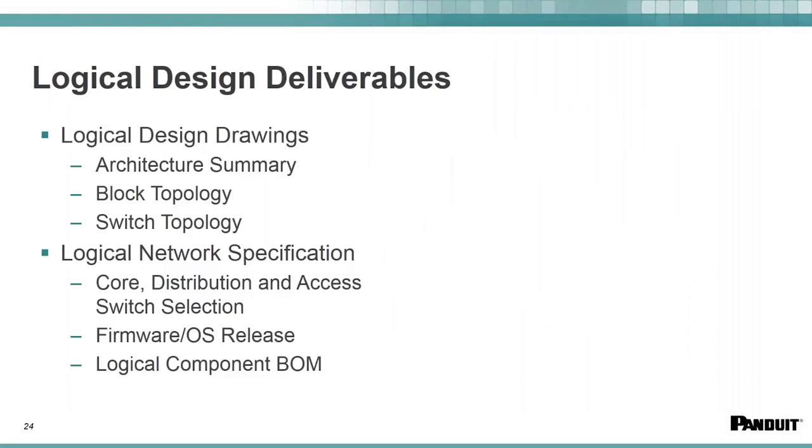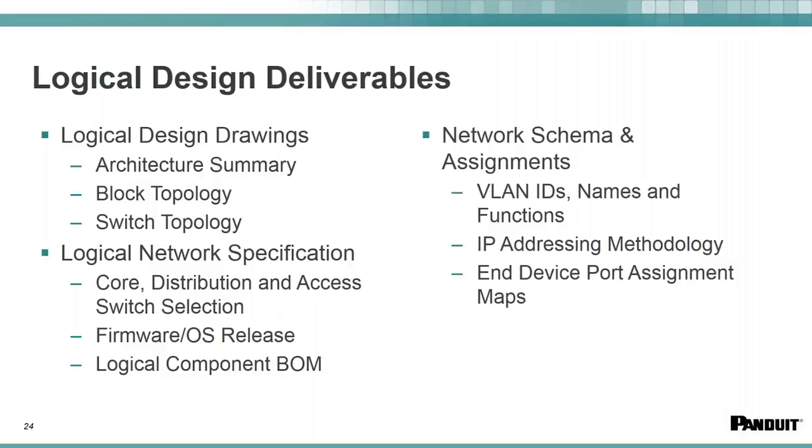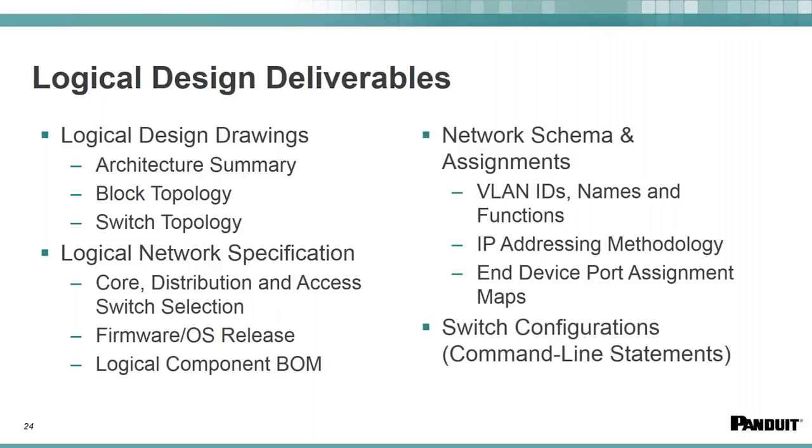So going into the logical design itself, there's a number of elements in the logical design, and these are things that the CSCI has some good practices for, and I know you guys are pretty familiar with being able to develop the block topology, the switch topology, selecting the different types of network devices, and then also providing the overall network schemas, the VLANs, the names, functions, the IP address, and then coming up with the switch configurations, those command line instructions to help deploy the network. So those are all the elements of the logical design.